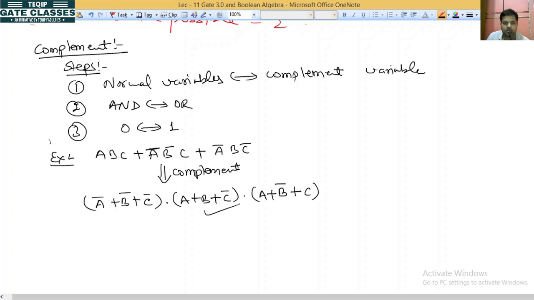So this will be the complement of the above expression. Okay, now let us move to one more example. Suppose I have a plus 1 equal to 1 and I want to complement it. It will be a bar dot 0 is equal to 0. Okay, this will be the complement of this function.